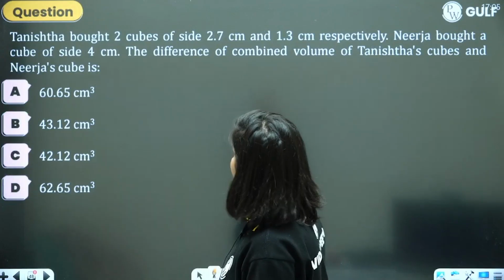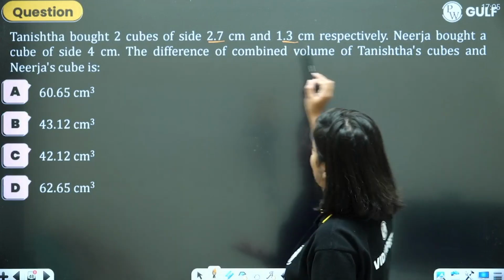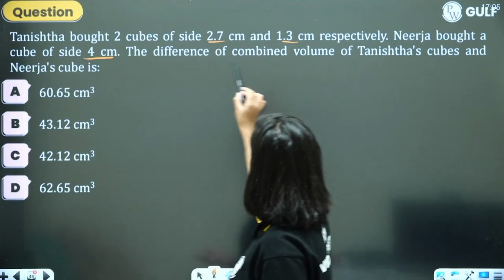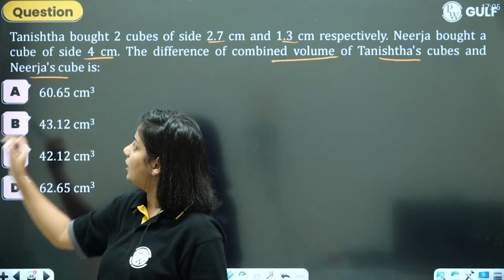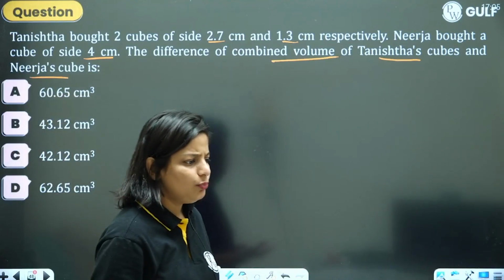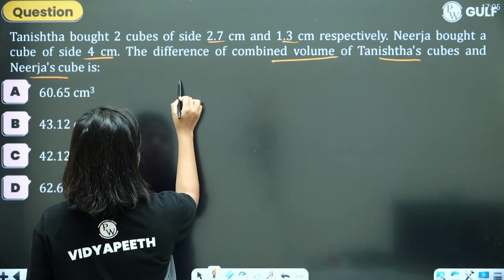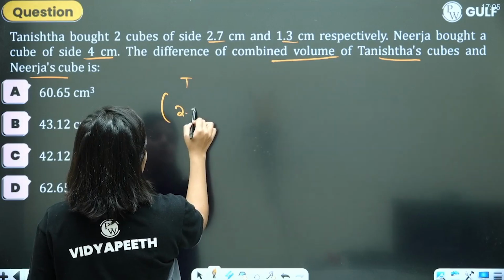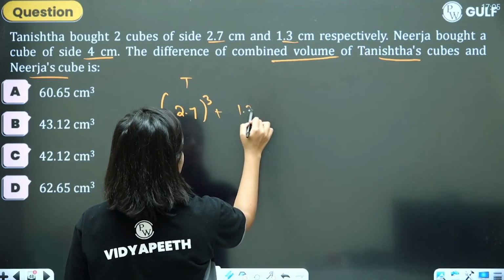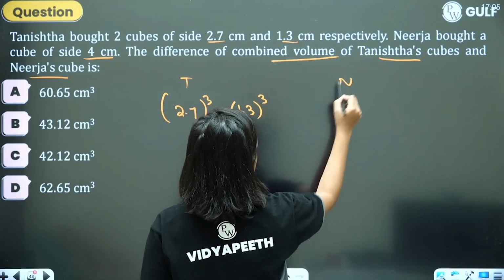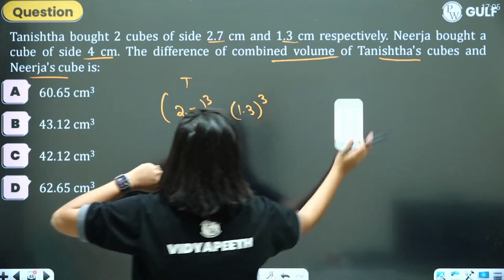Next one. Tanishtha bought 2 cubes of side 2.7 and 1.3 respectively. Neerja bought a cube of side 4 centimeter. The difference of the combined volume of Tanishtha's and Neerja's cubes. Now, the volume of a cube is side cubed. So for Tanishtha, what is the combined volume? 2.7 cube plus 1.3 cube. And for Neerja, it is 4 cube. They want the difference. Which one will be larger?